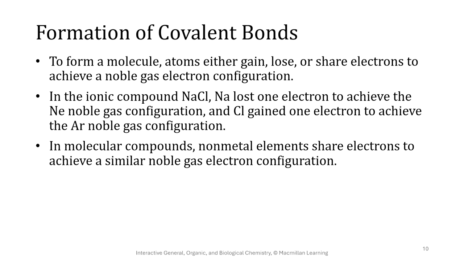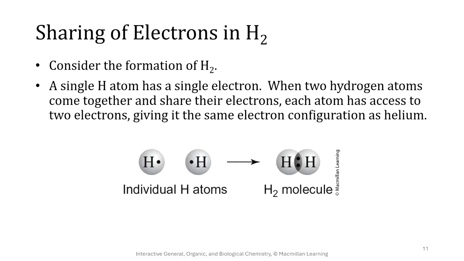But in molecular compounds, we don't gain and lose electrons. We share electrons in order to achieve the nearest noble gas configuration. So let's take the simplest case that we can look at. That is hydrogen gas, H2. Why does H2 exist as H2 and not as H3 or H4? Well, let's consider this. Each hydrogen atom has 1 electron.